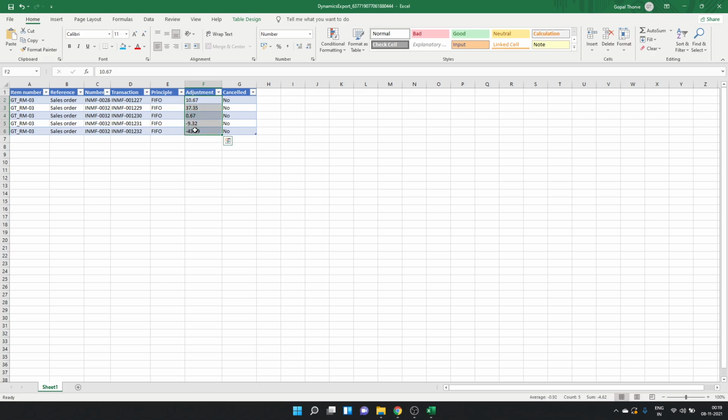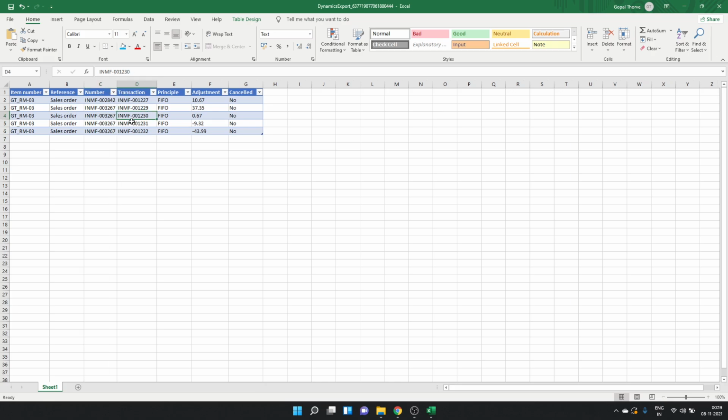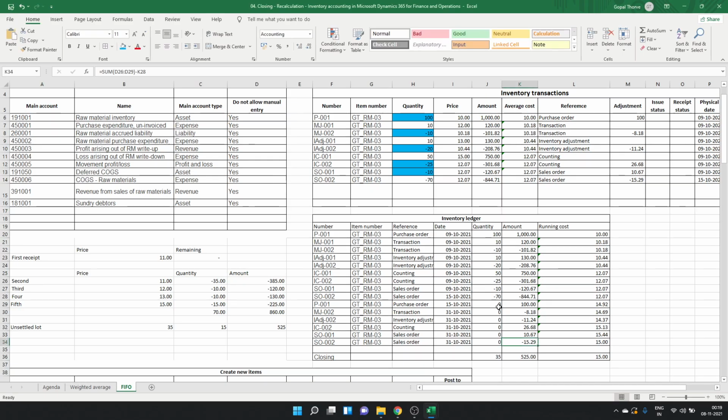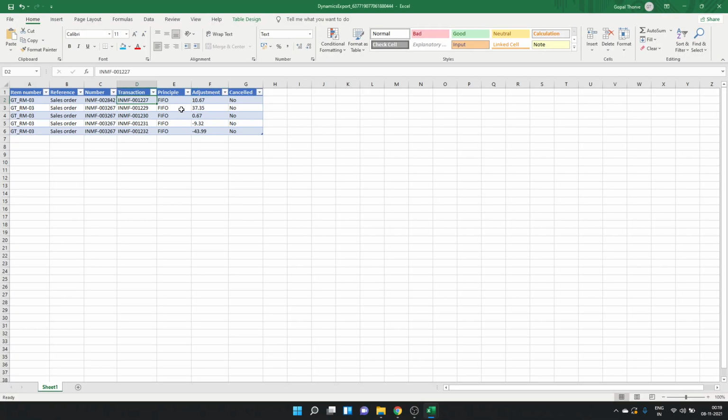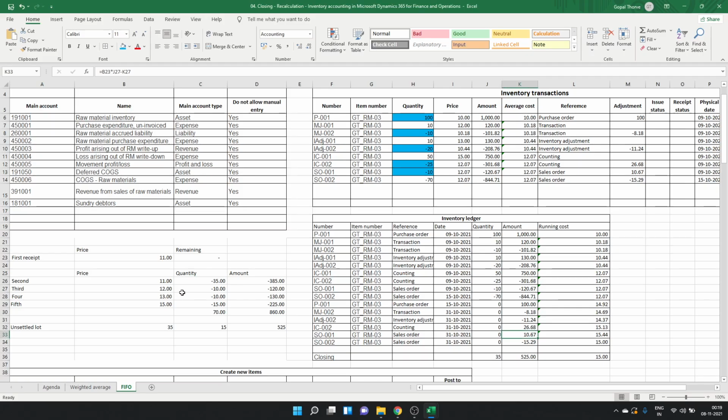This sum of 4.62. Yeah, so we are summing up by, so these are the transactions. On first sales order transaction we have 10.67. Okay, the inventory is coming back, and on second sales order we have settlement from 4 lots.